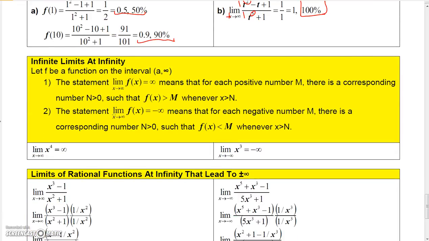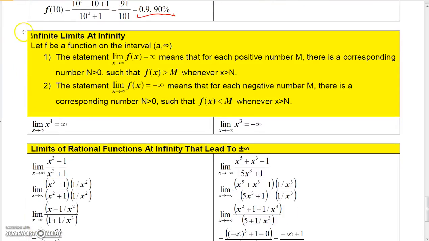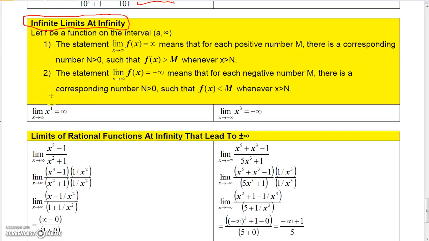Now, I'll let you pause the video and read this definition. This definition defines infinite limits at infinity, which has to do with a function where, when x goes to infinity, the function also goes to infinity or negative infinity. So go ahead and look at this example. The limit of x to the fourth as x goes to infinity. It makes sense that this function goes to infinity, because you would get infinity to the fourth, which is infinity.